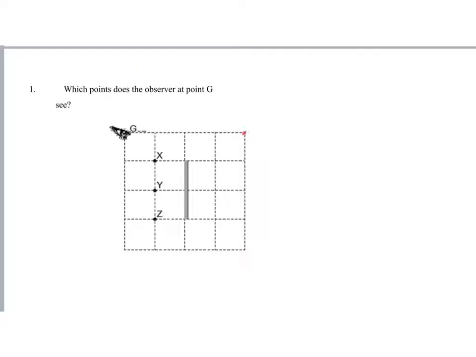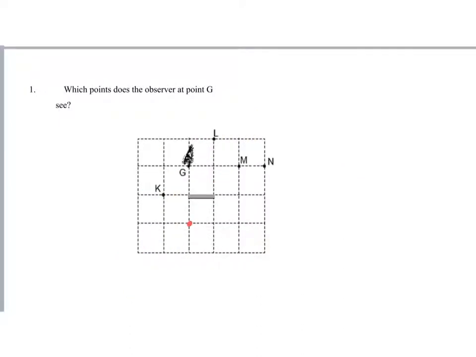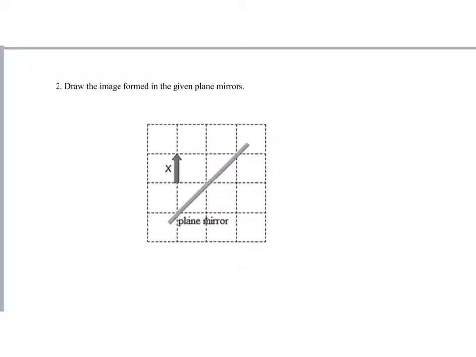In this one again, we take the symmetry of the observer, draw two lines again to the edge of the mirror, and you see that Y and Z are between the rays, so the observer can see Y and Z. Take the symmetry according to the mirror, draw two rays to the edge of the mirror. You see here that this ray is passing over the M, so you can see M, and L is between the rays, so L.